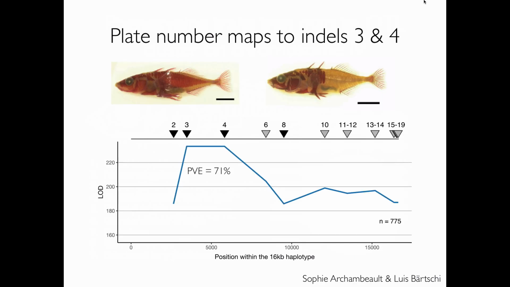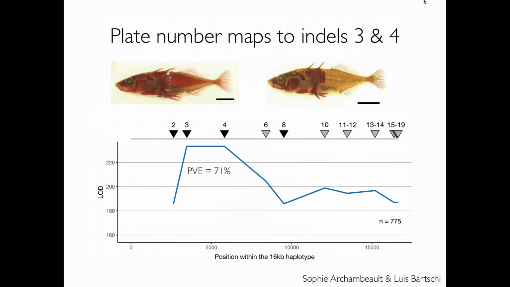So our current results are that the plate number trait maps most strongly to these two indels, 3 and 4. These loci explain about 71% of the variance in the phenotype, which is consistent with previous genetic mapping studies. Of course, the associations are extremely high across this whole region. I mean, these LOD scores are pretty crazy. But it's because the whole region is associated, but these are the strongest associations. So the other markers are recombining away.